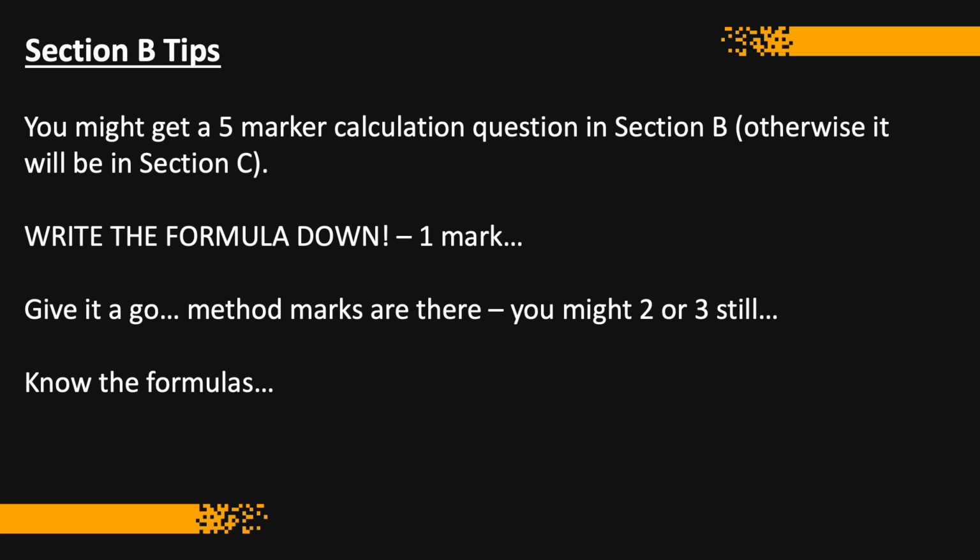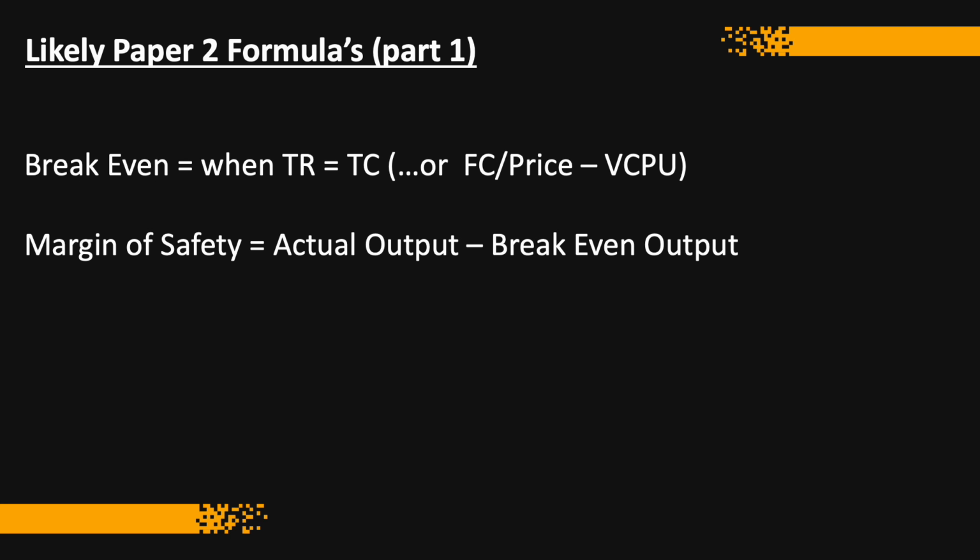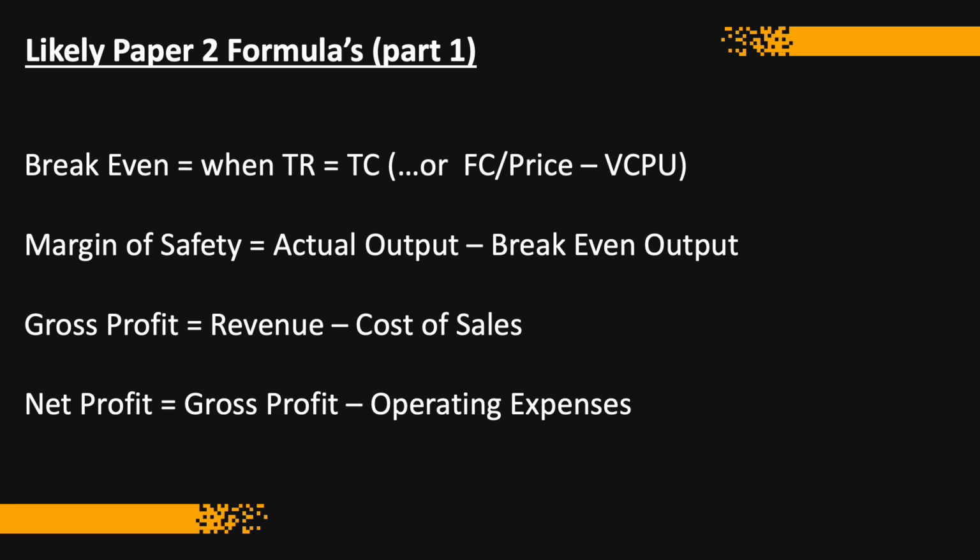And know the formulas. And those formulas that are likely for Paper 2. Part 1. Break even, that's where total revenue equals total costs, the output at that point. Or you could quickly work that out as a formula, which is fixed costs divided by price minus variable cost per unit. Margin of safety is actual output minus break-even output. Gross profit is revenue minus cost of sales. Net profit is gross profit minus operating expenses.